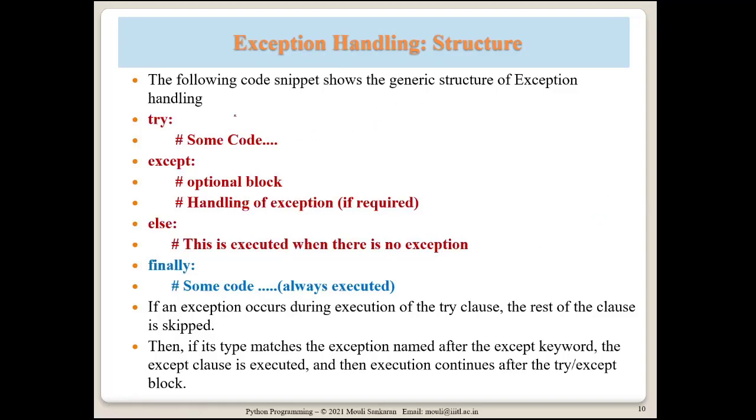Let us read it one by one. The following code snippet shows the generic structure of exception handling. Some code which you suspect can create an exception. You are suspecting, so that kind of code you need to put here. Then an optional block, you can have something. Handling of the exception is required; you can just print it and forget it, but you do something. Do some first aid and then try to handle it.